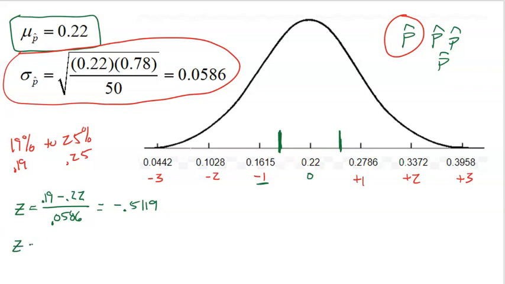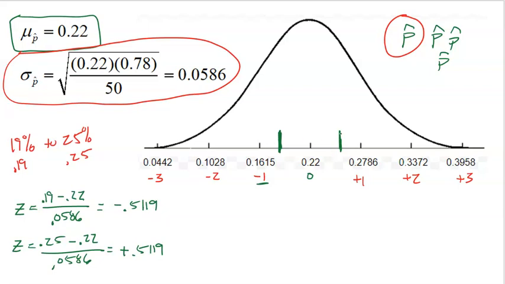And then what about the 25%? I'm going to find the z-score for 25%. So 0.25 minus 0.22, divided by the 0.0586. And lo and behold, that equals positive 0.5119. Well, that makes sense. It's symmetric, right? So if I go down 3%, I should have the same z-score as up 3%.